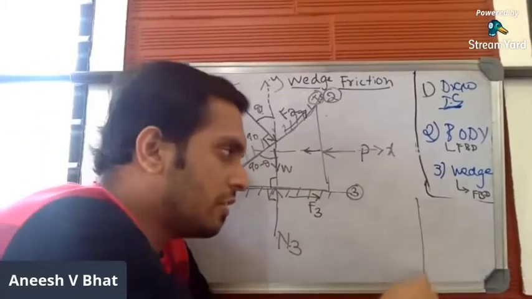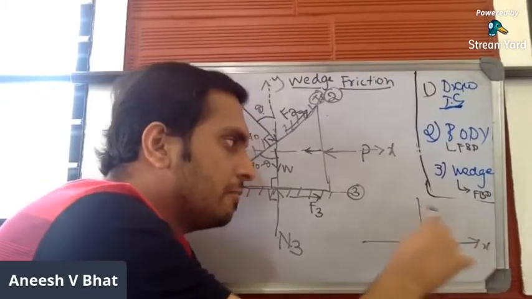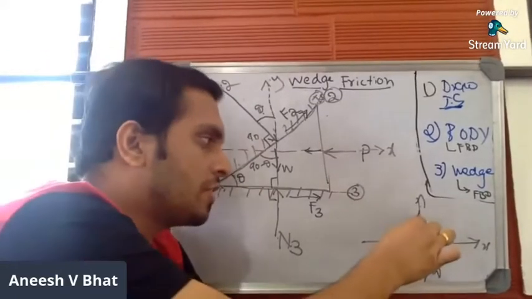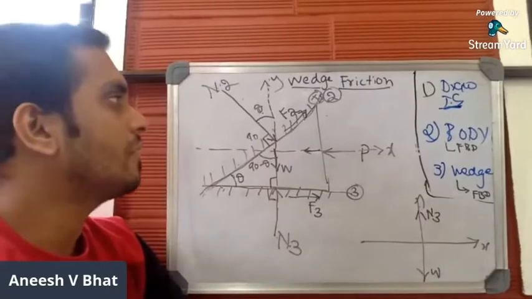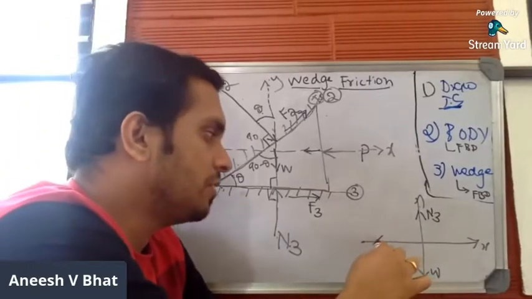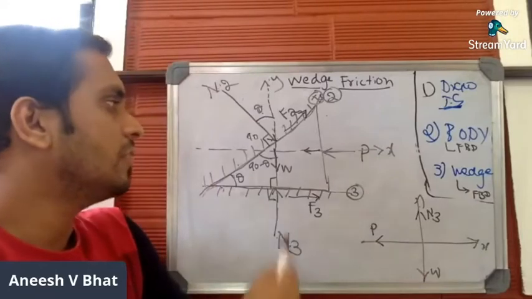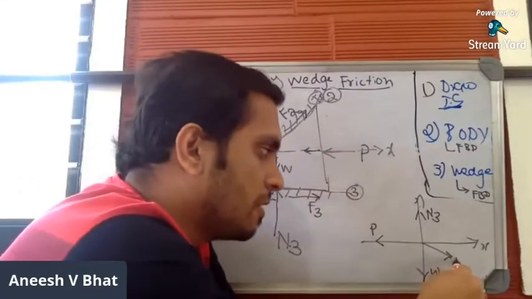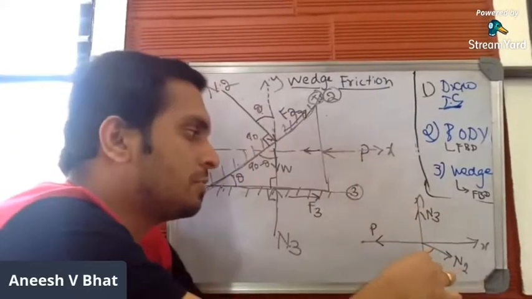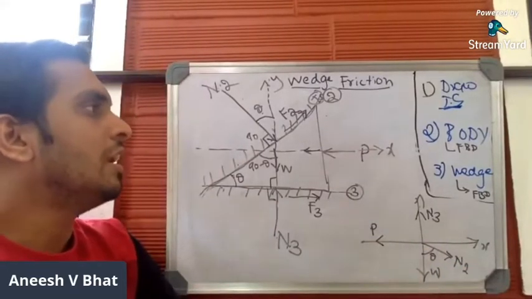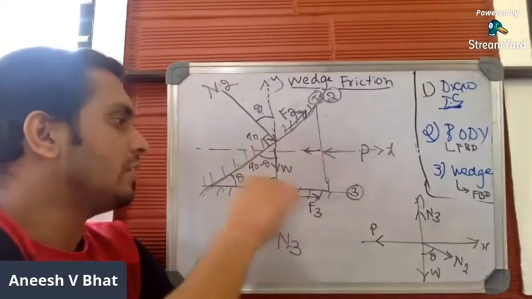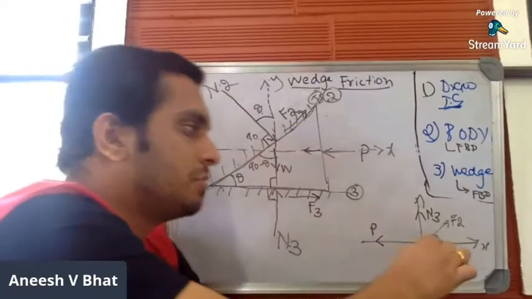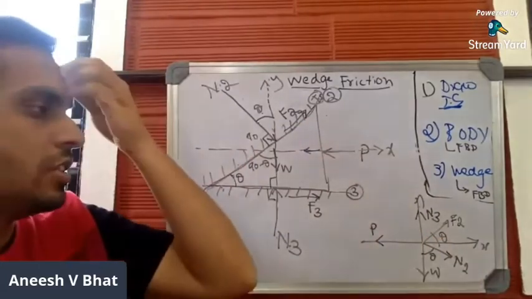Now let us draw the free body diagram for this. Let us mark everything. Let me mark the self-weight here. N3 can be marked here. P can be marked here, the external force. And you have N2, which can be marked in the fourth quadrant, and N2 makes an angle of theta with respect to vertical. And you can mark F2 in the first quadrant, and F2, because it is tangential to the surface, makes an angle of theta with respect to horizontal. So these are the forces.